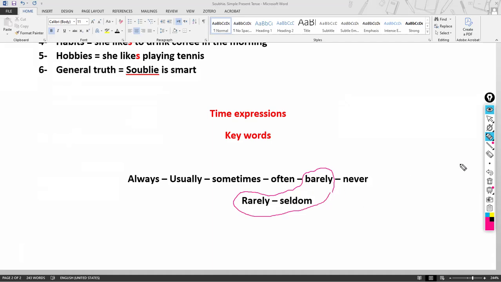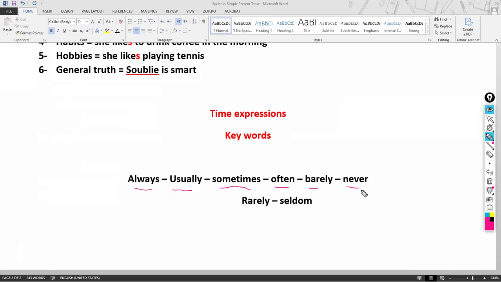Okay. So these are keywords I have to use for simple present tense. Let me tell you the meaning of them in the Arabic language. Always دائما, usually عادة, sometimes أحيانا, often غالبا, barely نادرا, never أبدا. Okay?